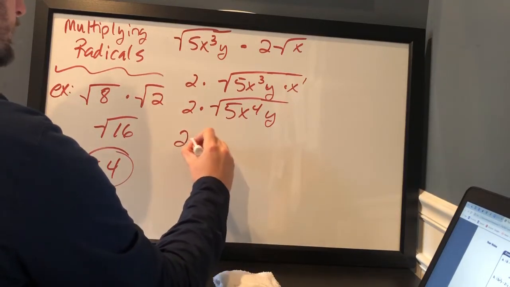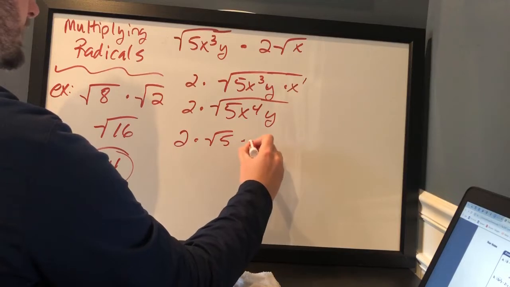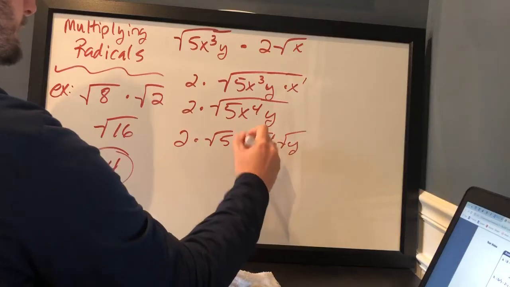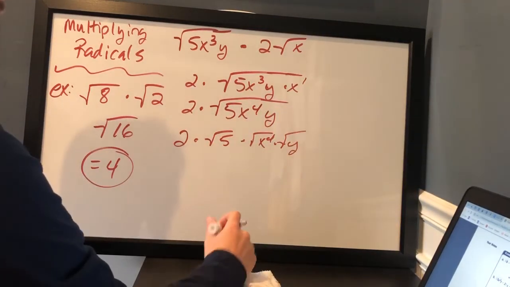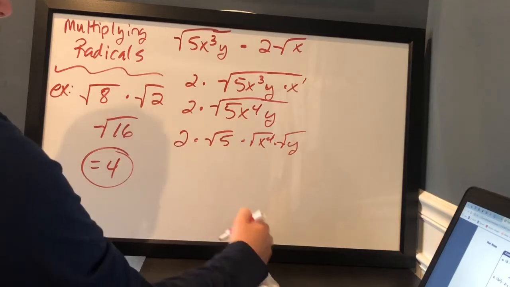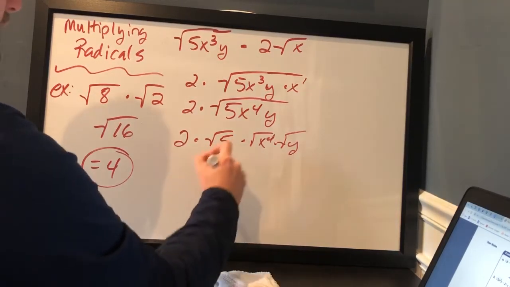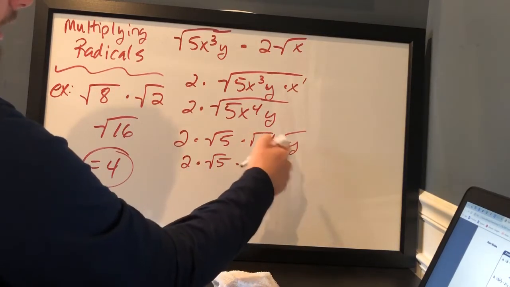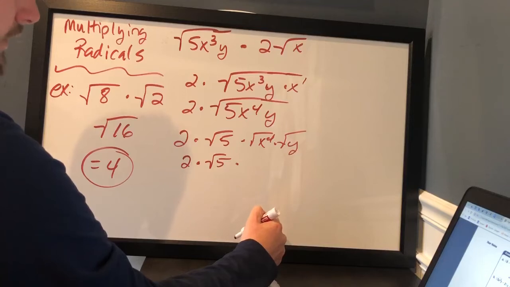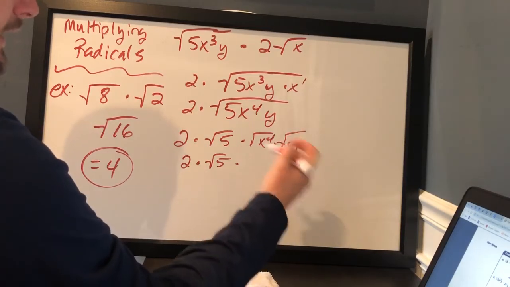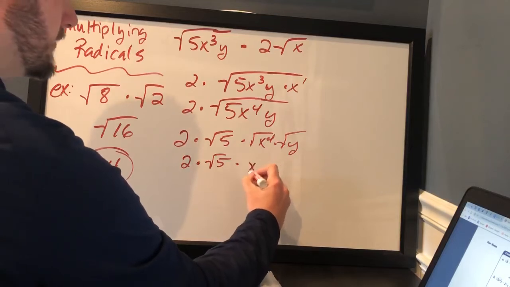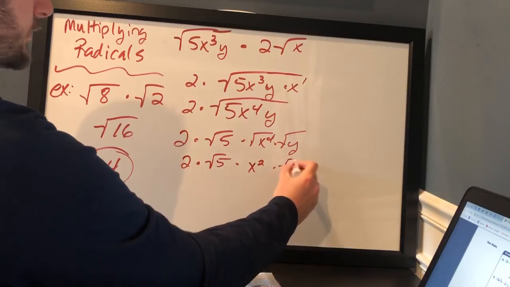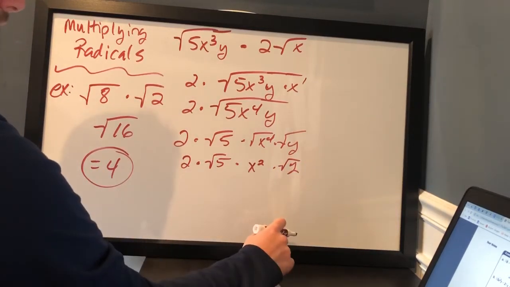Okay, so I'm going to do 2 times the square root of 5 times the square root of x to the fourth times the square root of y. So break all those out into their own individual square root. Square root of 5 doesn't simplify, no perfect squares we can break it into, so it's going to stay. 2 is going to stay. Now, what number times itself would give us x to the fourth? Well, if you remember back to your exponent rules, hopefully you remember that x squared times x squared is x to the fourth. And then again, square root of y doesn't have an answer.